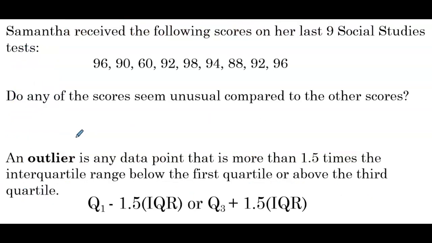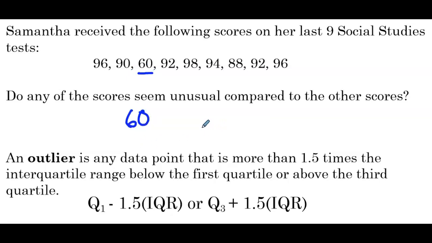Samantha received the following scores on her last 9 social studies tests: 96, 90, 60, 92, 98, 94, 88, 92, 96. Do any of the scores seem unusual compared to the other scores? So I would say that 60 jumps out as being unusual. Her grades seem pretty good except for that single score. Okay, so the score of 60 seems unusual.